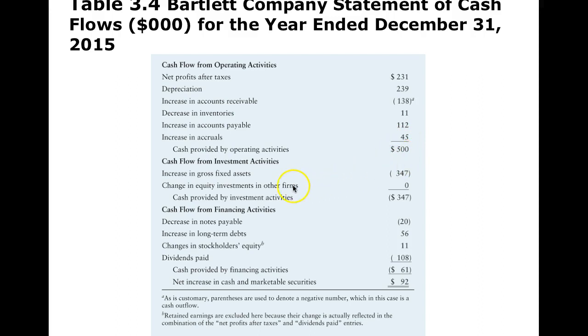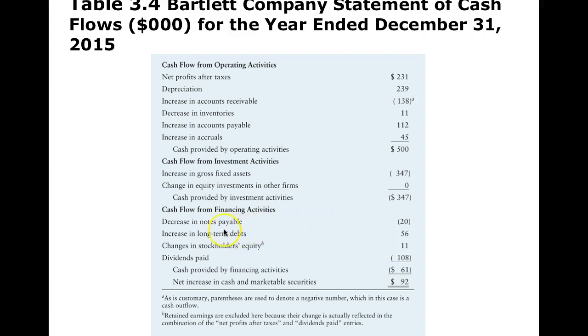This is the most important category because we want to have a positive cash flow from operations, means the business is healthy. Now, investment activities means that we could buy some more fixed assets. So if we buy fixed assets, it's going to reduce our cash flow. If we sell fixed assets, it's going to increase our cash flow. Okay. Now, cash flow from finance activity is borrowing money.